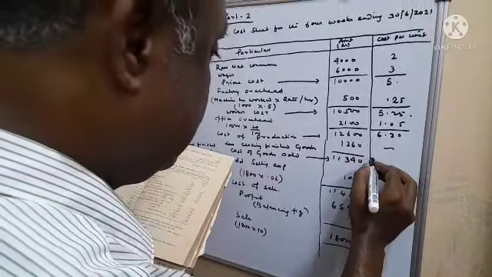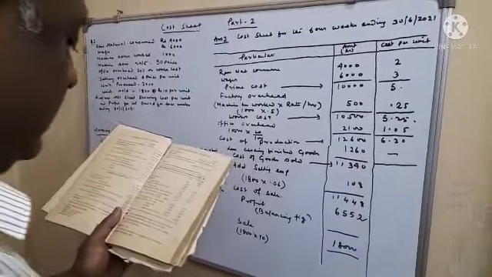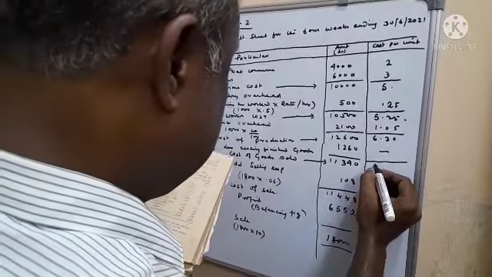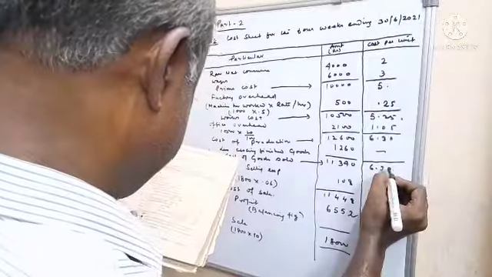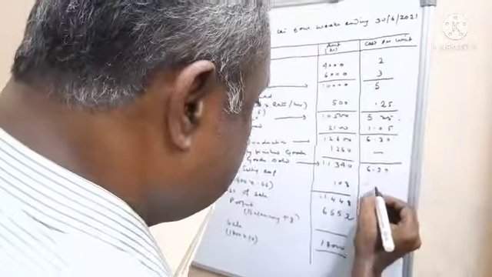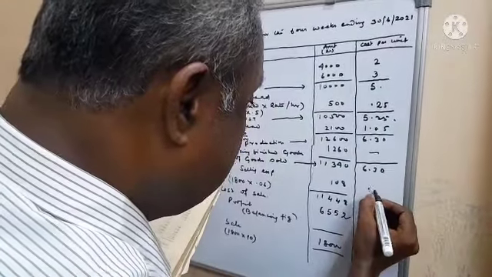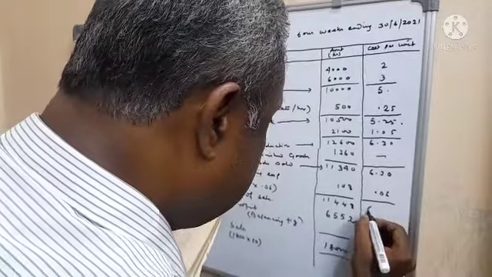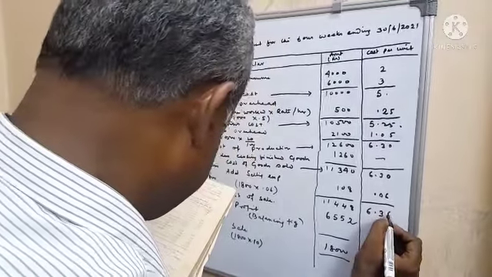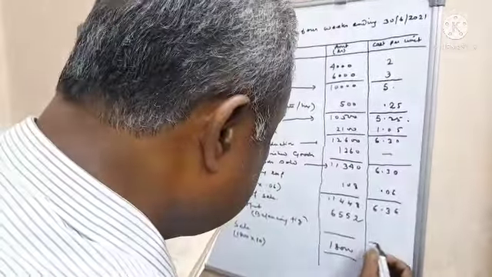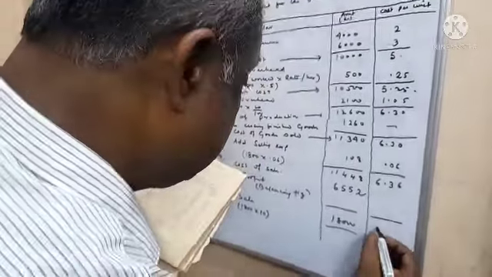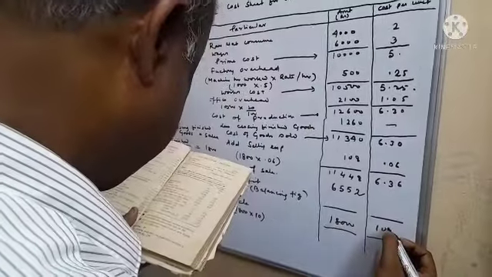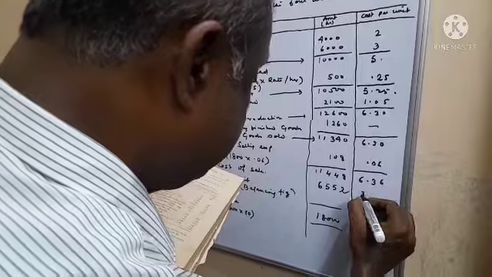Cost of goods sold will also be 6.30. 0.06 selling expenses per unit. 6.36. Selling price 10. Profit 3.64.